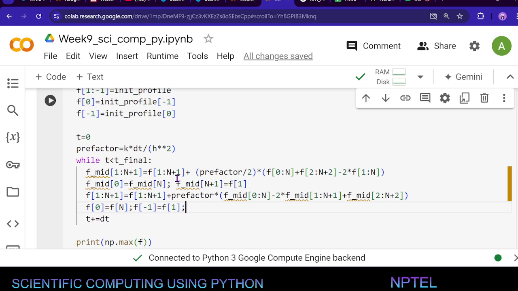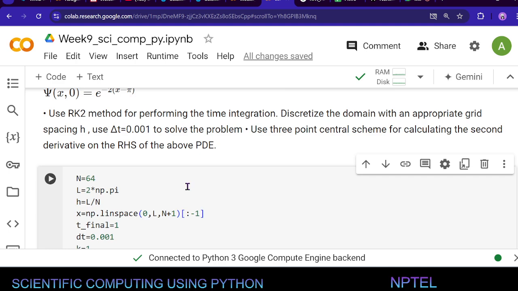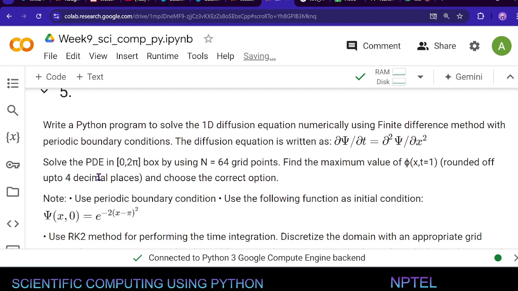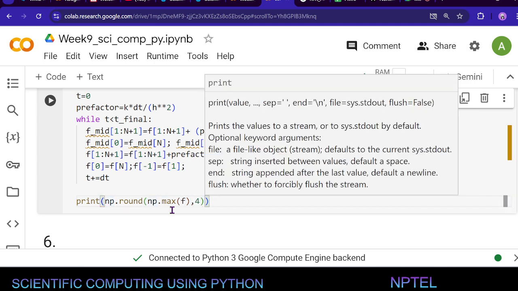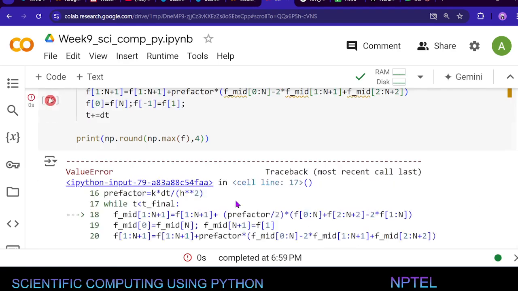Okay, and t plus equal to dt, and we want to find the maximum value of f rounded up to 4 decimal points. So np dot round this thing up to 4 points. Let's run this.